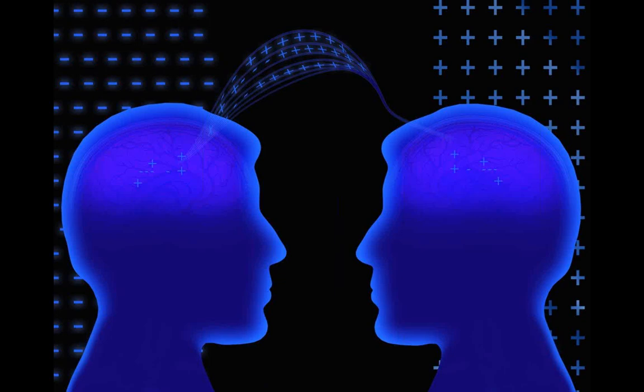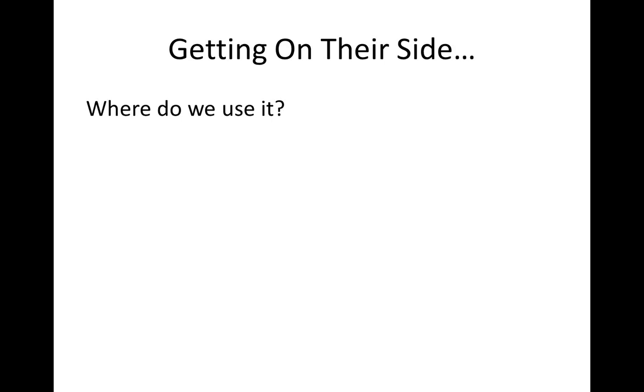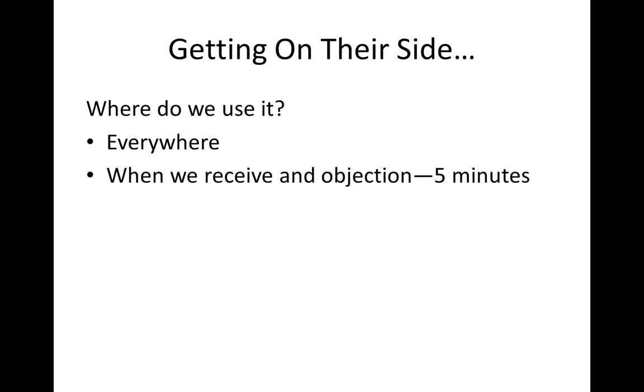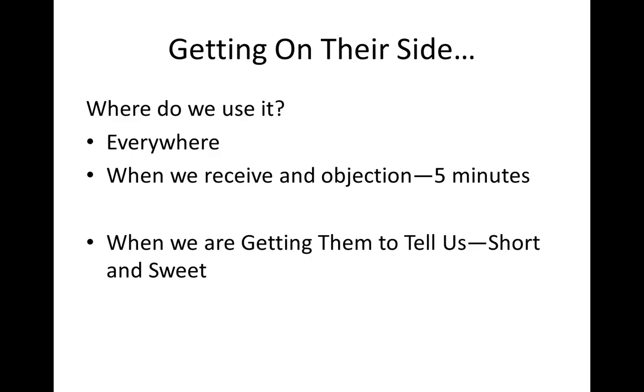So that skill is called getting them to tell us. So getting on their side, we use getting on their side everywhere, because anytime they say something we don't like, anytime they say something that we do like, we should always be getting on their side, letting them know, giving them little pats on the back, mental pats on the back that what they're saying is right. If we get an objection, we do it for 5 minutes. If we're just getting them to tell us during questions, we give little tiny one and two phrase getting on their side.